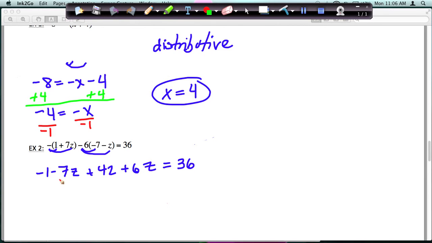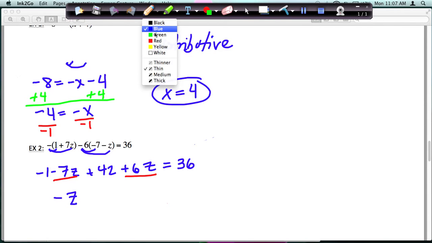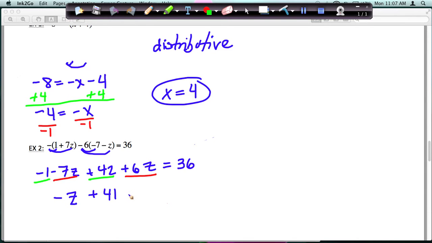So I have a -7z and a positive 6z, and those combine to be a -1. So I don't need to write the 1, I'll just say -z. And then I also have like terms with the -1 and the positive 42. We can combine those, and those combine to be a positive 41. 42 minus 1 is 41, equals 36.